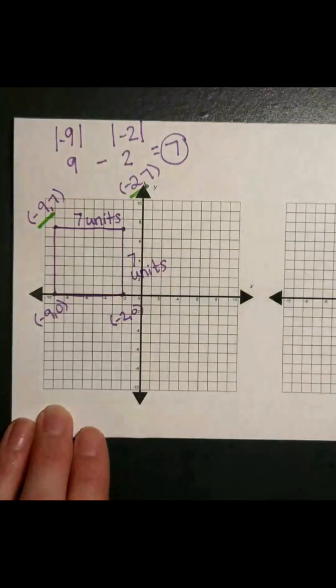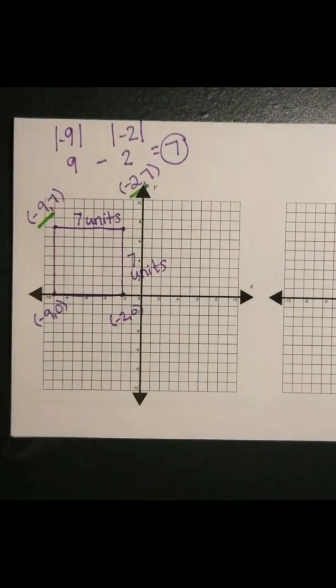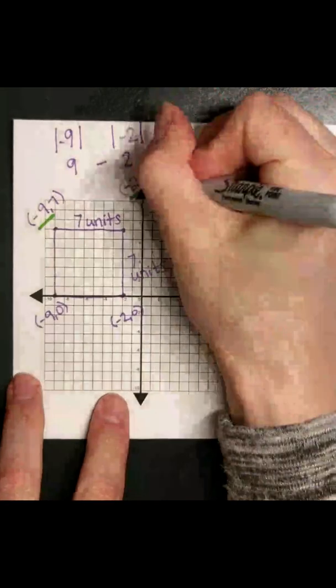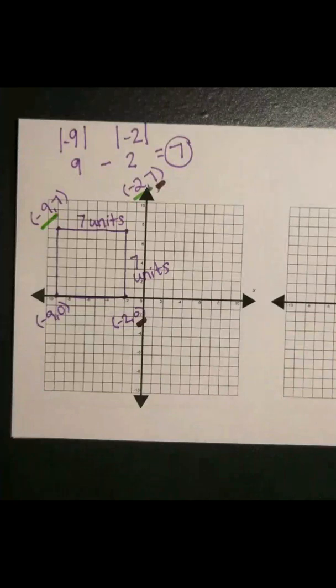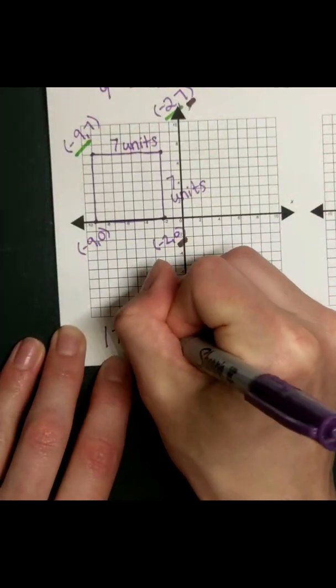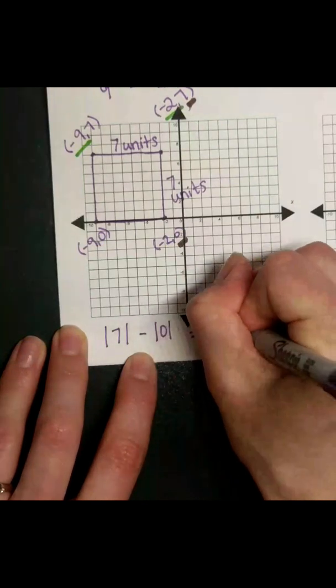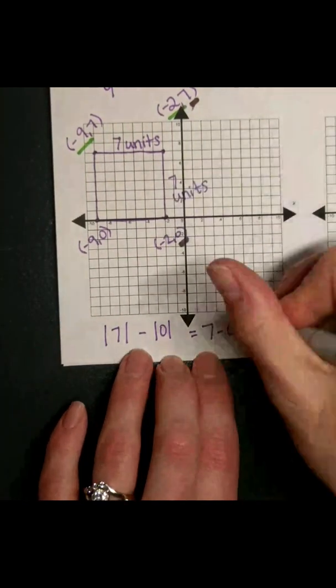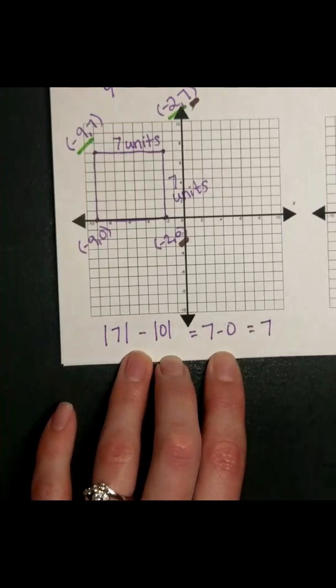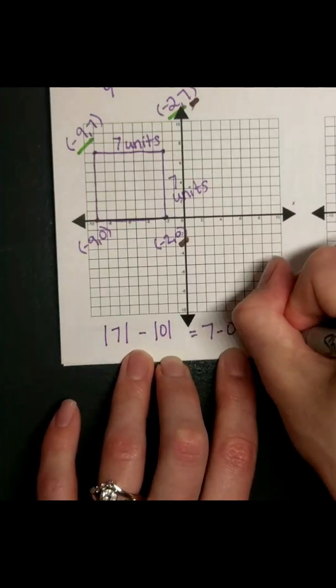Let's look at the vertical distance. And this time, I want you to pay attention to the y values. 7 and 0. Again, taking their absolute values, that's just saying 7 minus 0. And again, we get our distance, our side length, 7 units.